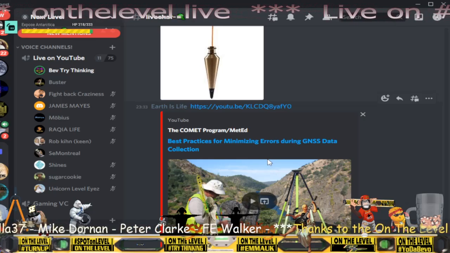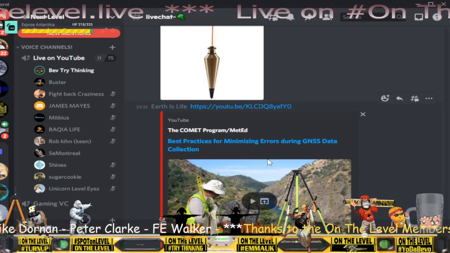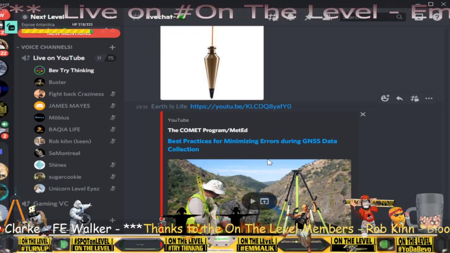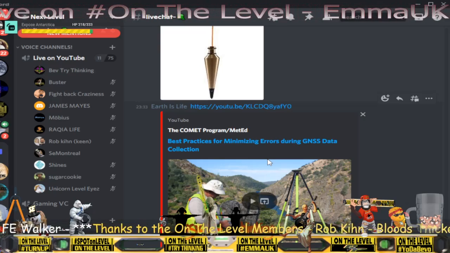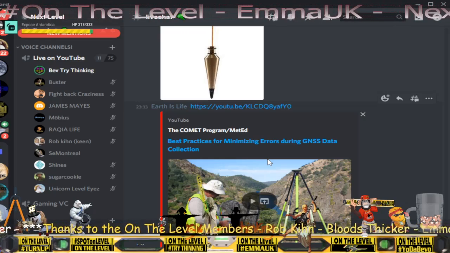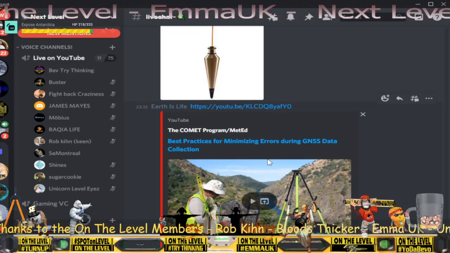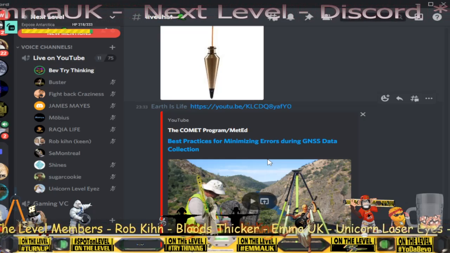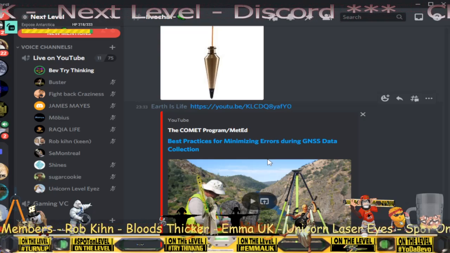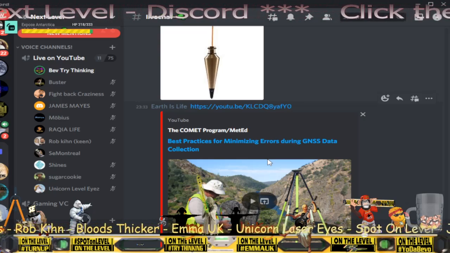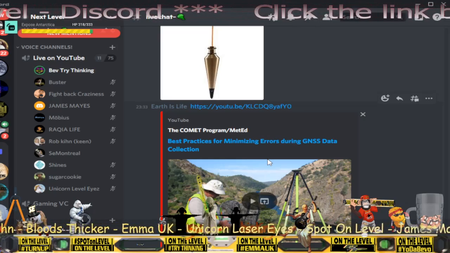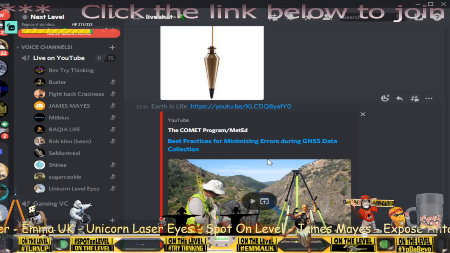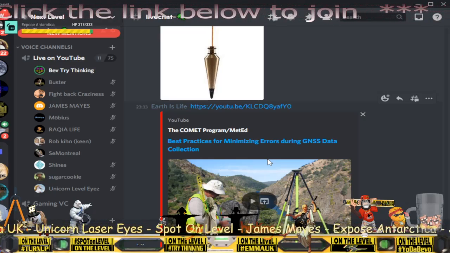The best practice is for minimizing errors during GNSS data collection. Well, we didn't really do that since this is just a practical, simple straight line test. I think that's it. The problem, right, is the simplicity of it. They can't see the simplicity to see the fundamentals at the beginning. You know, the first principles. They're not willing to go back to them because shoulders of giants and shit, right? They don't want to look at those giants.